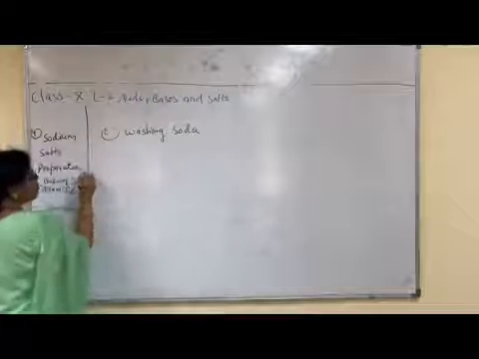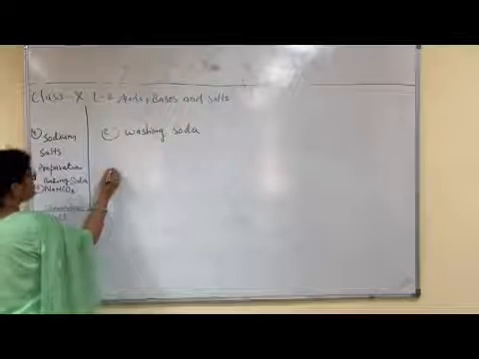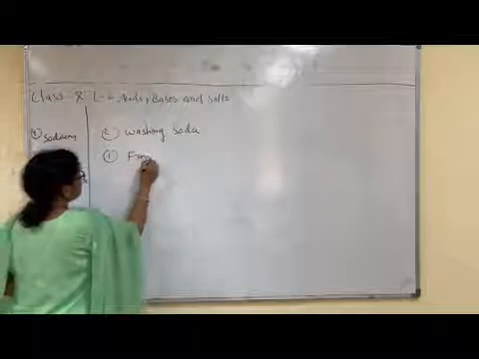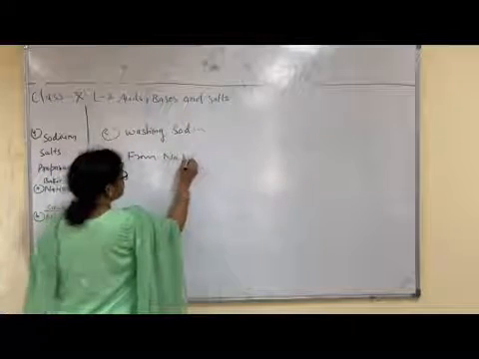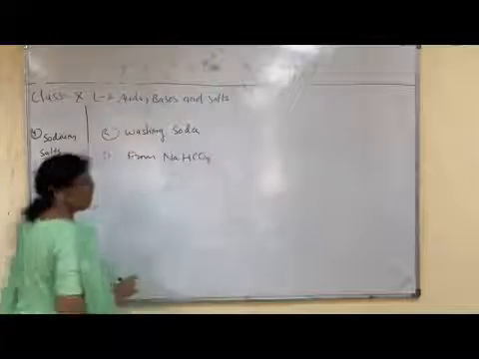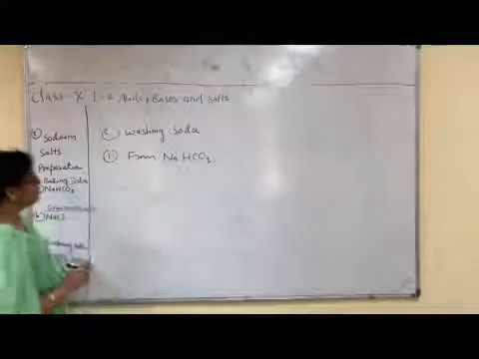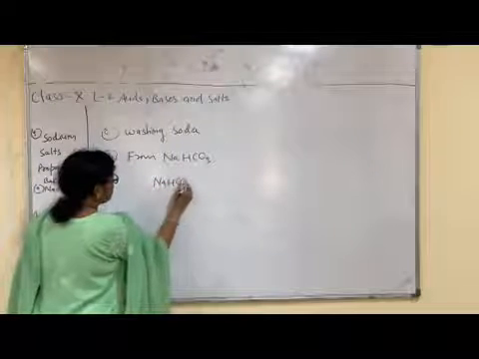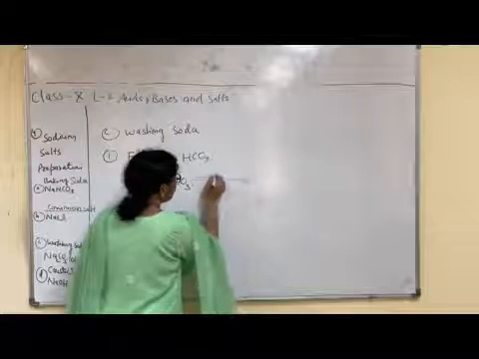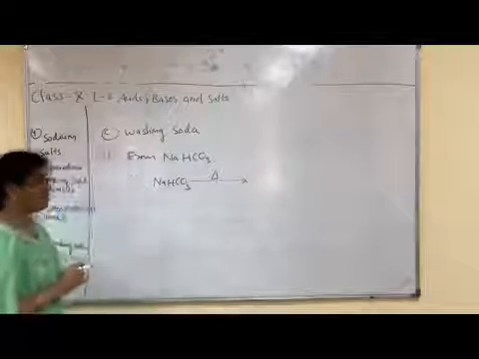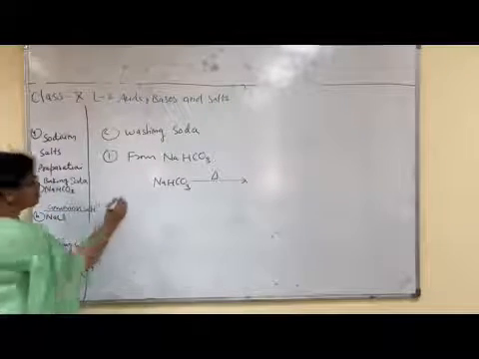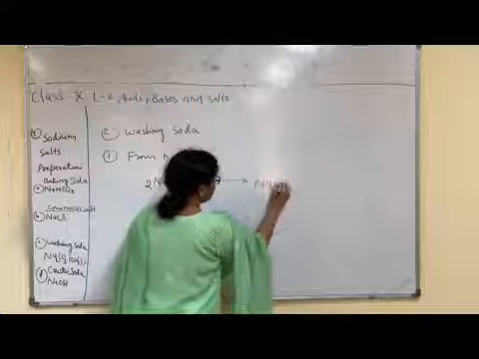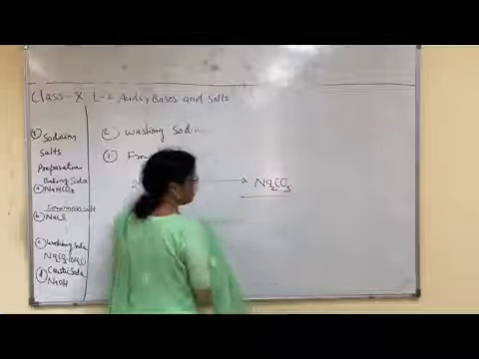Now, from baking soda. Okay, children. Here the raw material is baking soda. What happens? Baking soda undergoes thermal decomposition. There are different types of decomposition reactions. One is thermal decomposition. When heating is done, then what happens? Formation of anhydrous sodium carbonate.